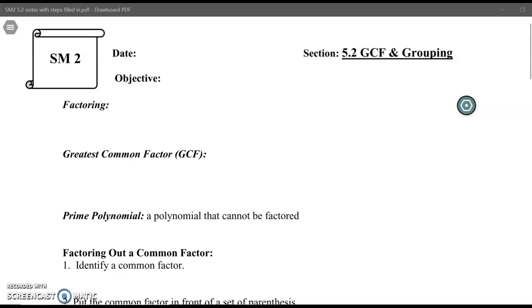Okay, today we're going to learn about two factoring methods. The first one is factoring out a greatest common factor, or GCF, and the second one is factoring by grouping. So before we jump into that, let's talk about what factoring means.